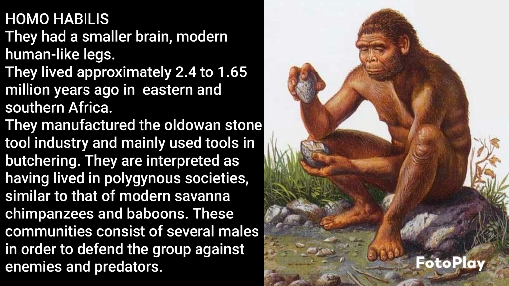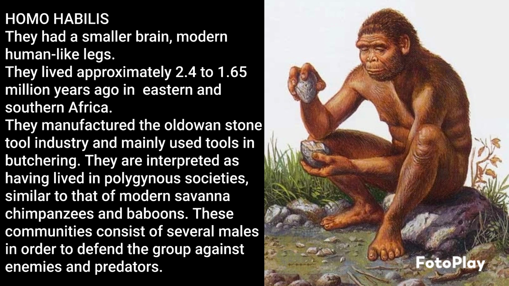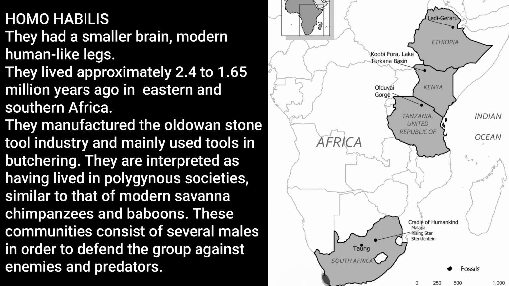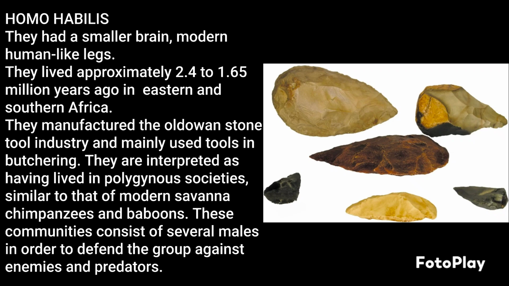Homo habilis. They had a smaller brain and modern human-like legs. They lived approximately 2.4 to 1.65 million years ago in eastern and southern Africa. They manufactured the Oldowan stone tool industry and mainly used tools in butchering. They are interpreted as having lived in polygynous societies, similar to that of modern savanna chimpanzees and baboons. These communities consist of several males in order to defend the group against enemies and predators.